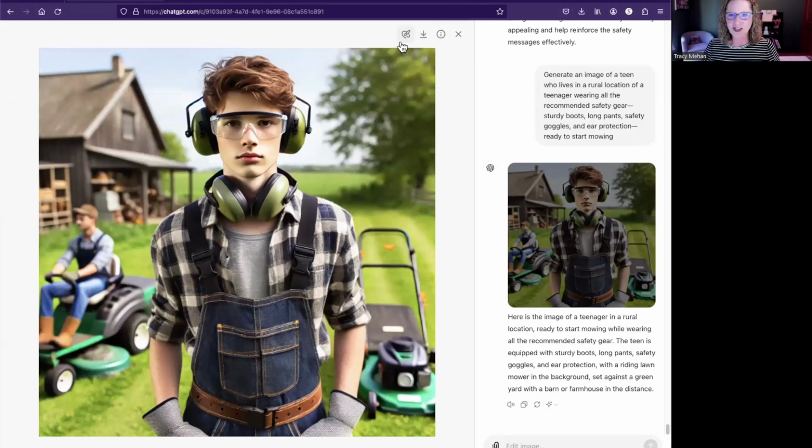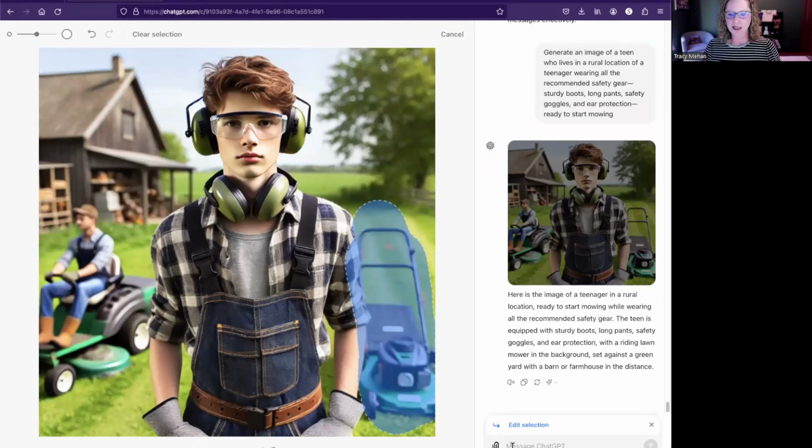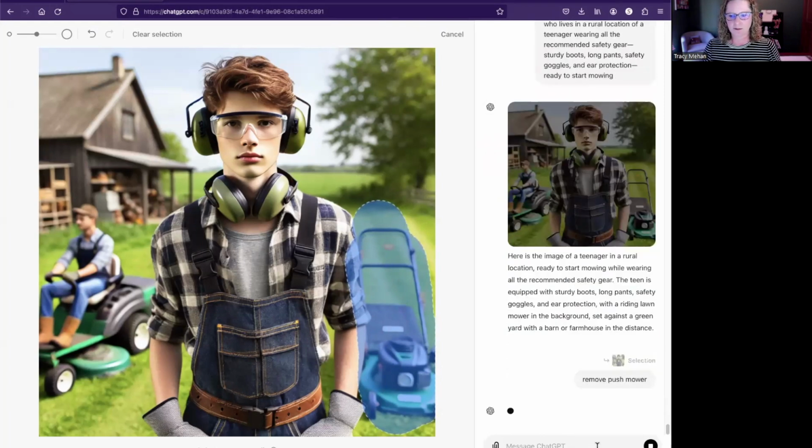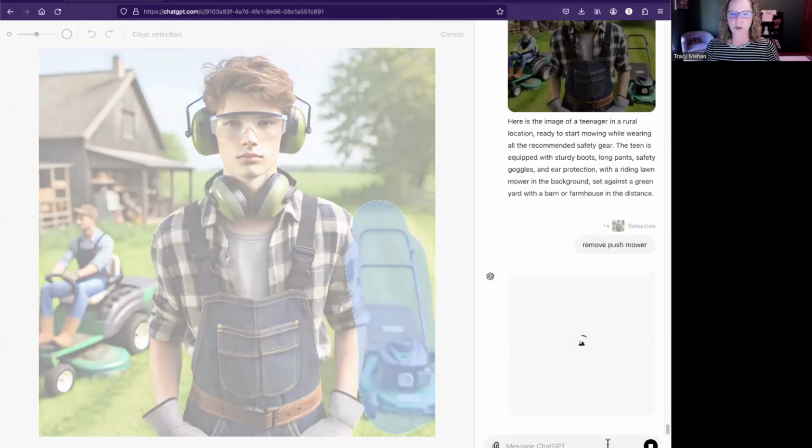A newer feature, and this is only available with the paid version, but if you do select, you can actually highlight, like if I want to get rid of this push mower in the background, you can highlight that and say remove push mower. And it will work on the image. I will say this feature is not always perfect, but sometimes it can help you do what you want.